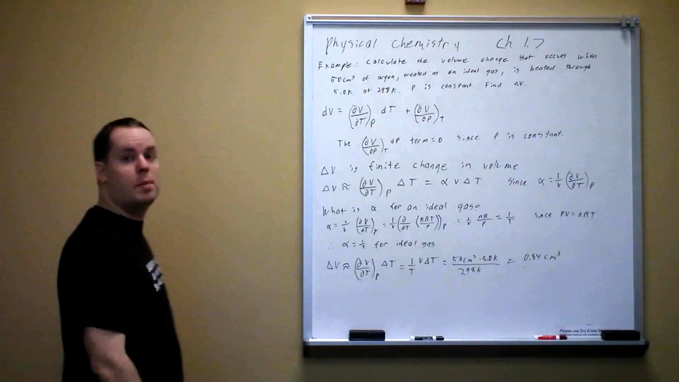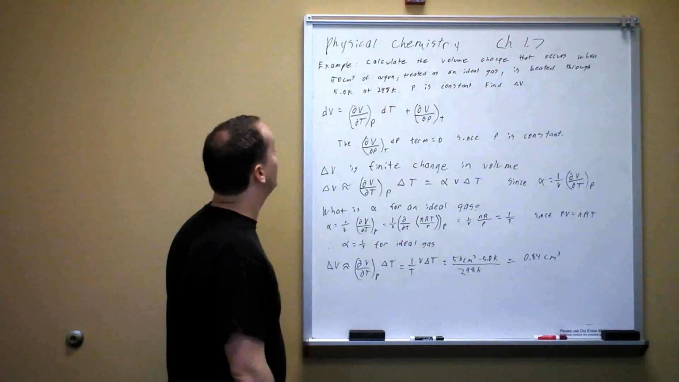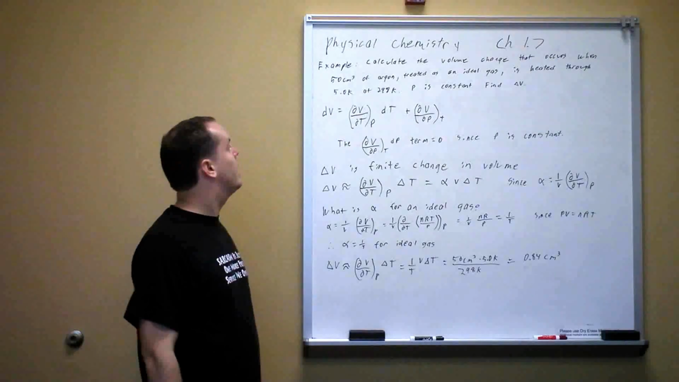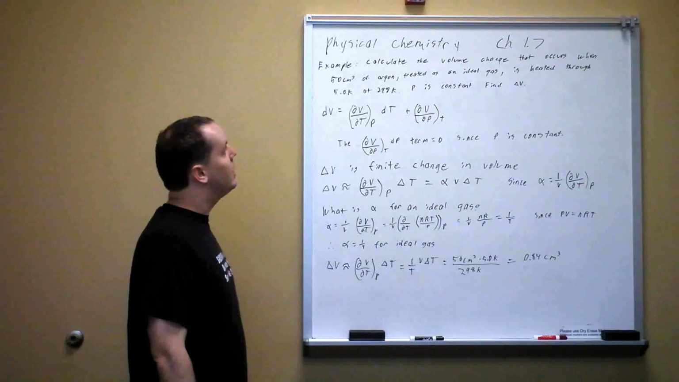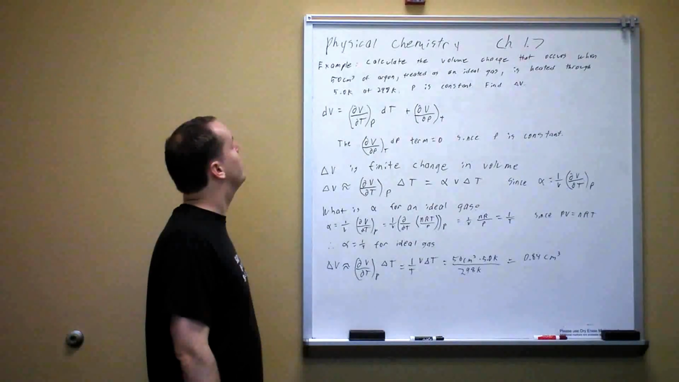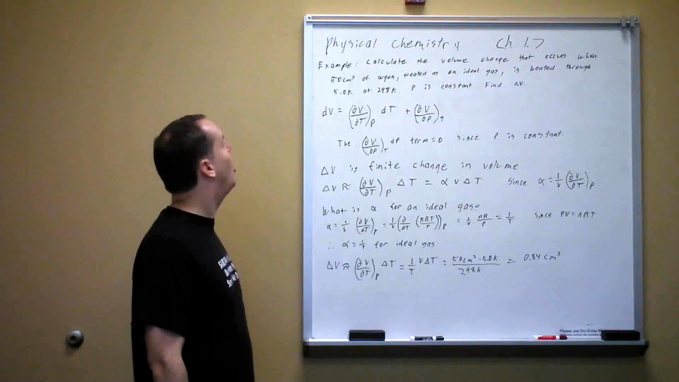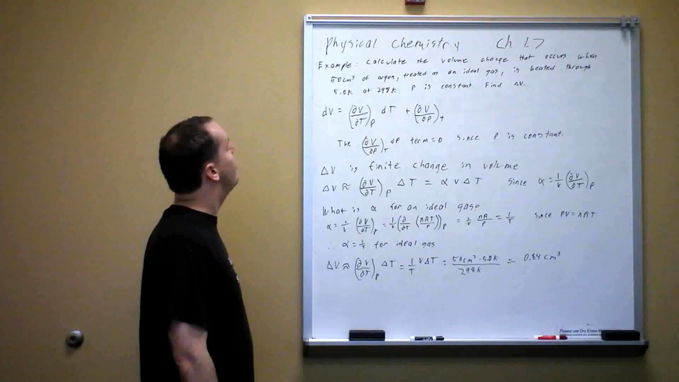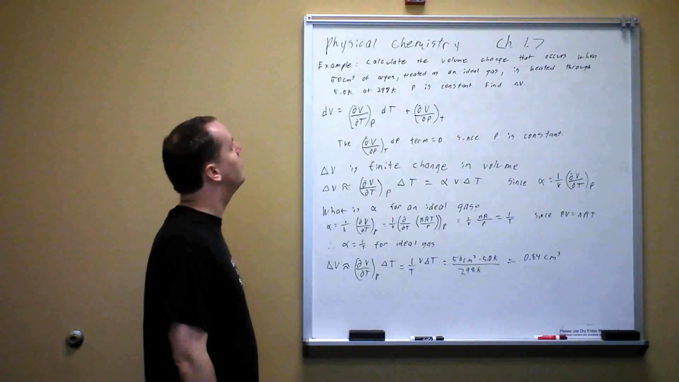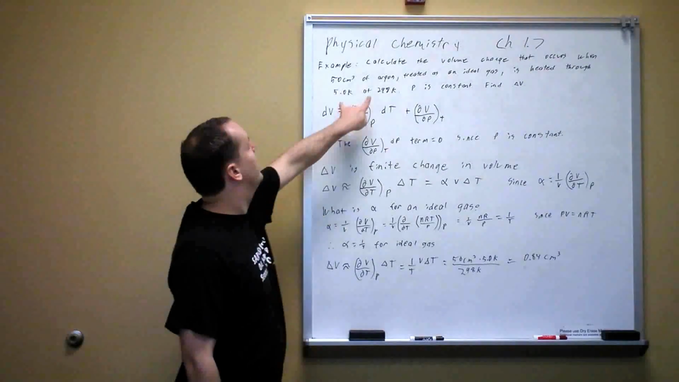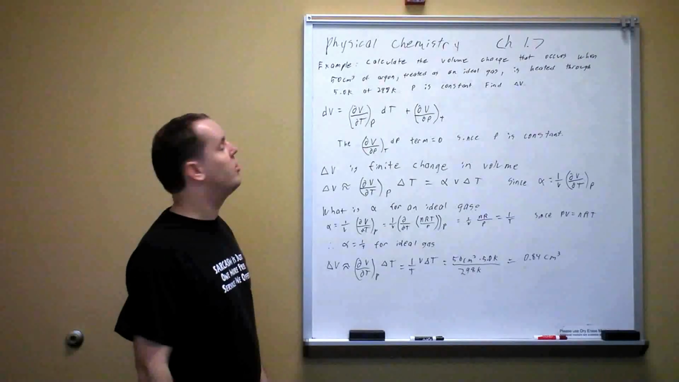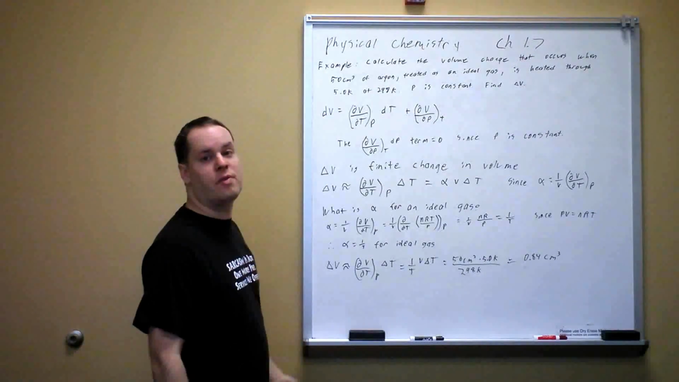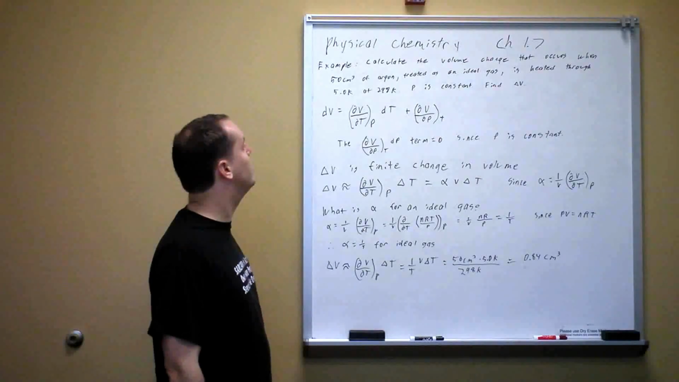Okay, finishing up chapter 1.7 and chapter 1 in general of physical chemistry. Let's do an example, because we haven't done any actual calculations yet. Let's say we want to calculate the volume change that occurs when 50 centimeters cubed of argon, treated as an ideal gas, is heated through 5.0 kelvins at 298 kelvins. Now that seems like an oxymoron, but it's a simplification I'll show you in a little bit here. So basically, let's say we're going to heat it through 5 kelvins starting at 298 kelvins.